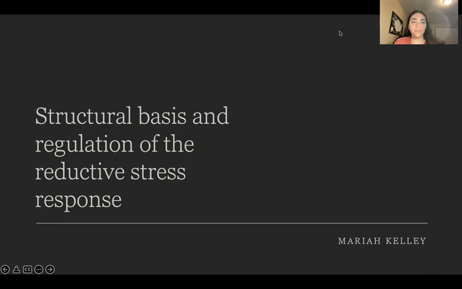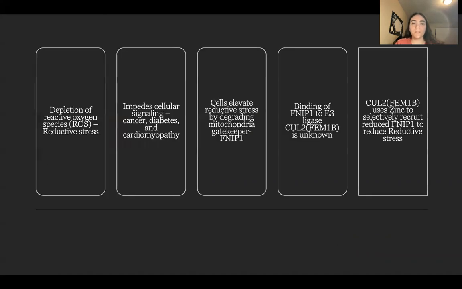So my paper is "Structural basis and regulation of the reductive stress response." Reductive stress is the depletion of reactive oxygen species, or ROS. This state impedes cellular signaling and can lead to cancer, diabetes, and cardiomyopathy. Cells work to counter reductive stress and elevate ROS by degrading the mitochondria gatekeeper, FNIP1.